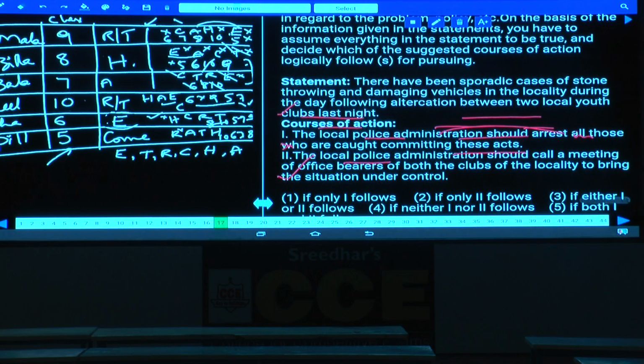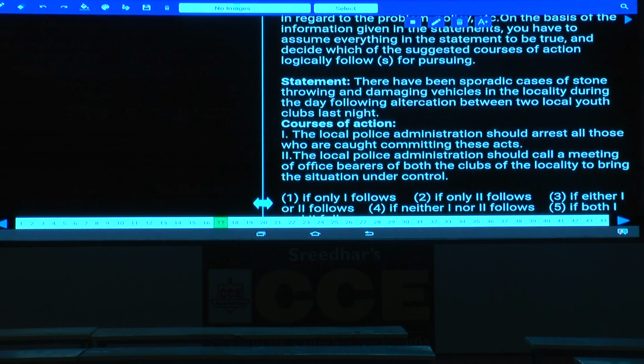Then coming to question number 17. Now in this 17th one, what is the information here? There have been sporadic cases of stone throwing and damaging vehicles in the locality during the day, following an altercation between 2 local youth clubs last night. Now there is an altercation between these 2 clubs. Hence because of that, stone throwing and damaging vehicles in the locality has taken place.